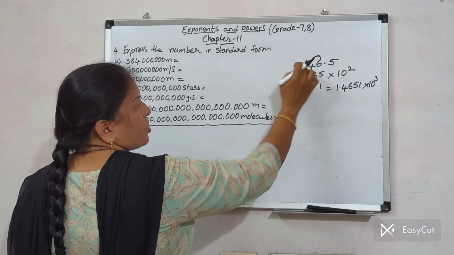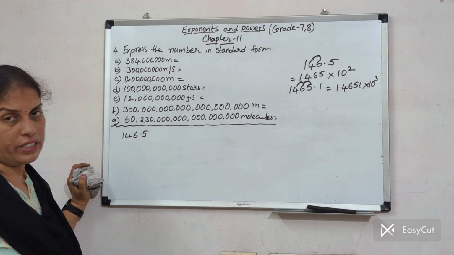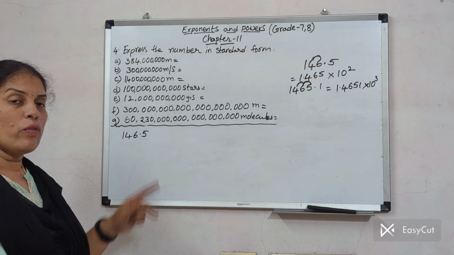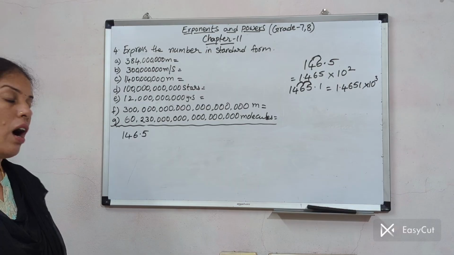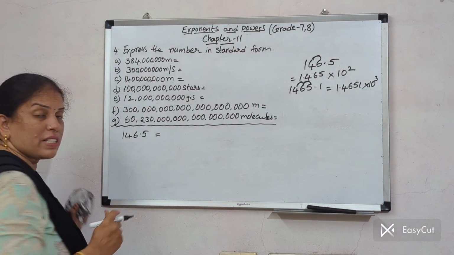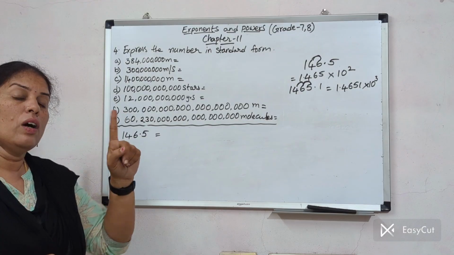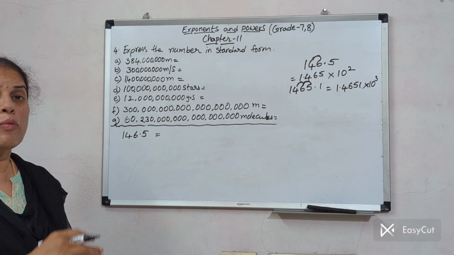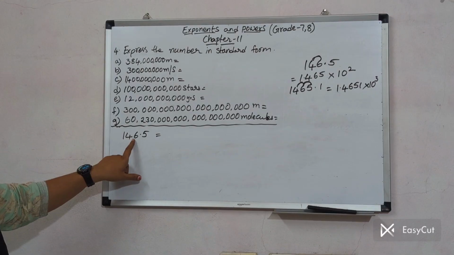What is the first question? 146.5. This is the first question. I want to change into standard form. I will do long method. How? See here. First of all, I will remove the point. Point after how many digits are there? 1 digit is there. To remove a point, I will tell one example.